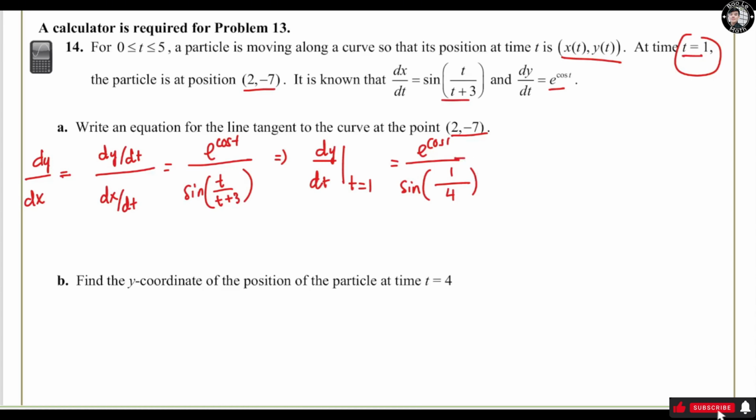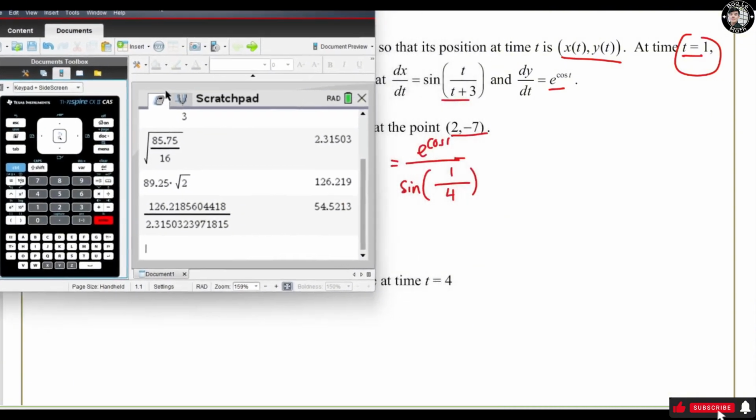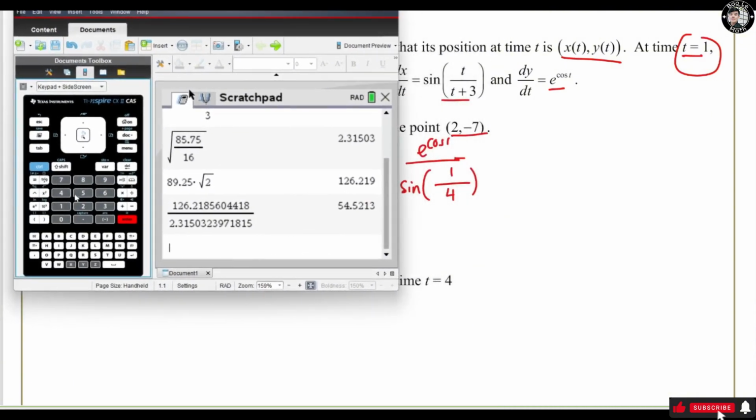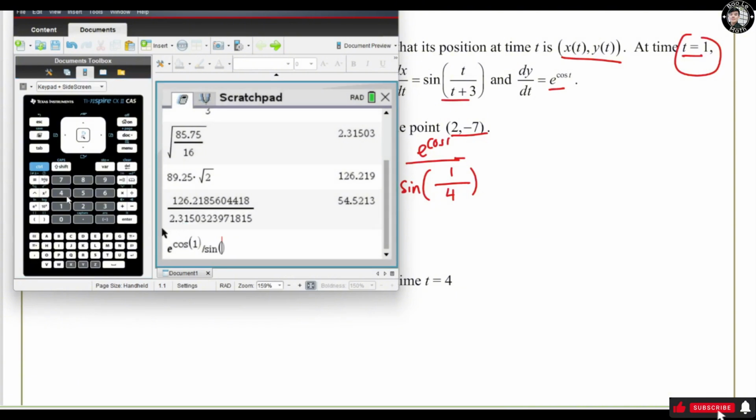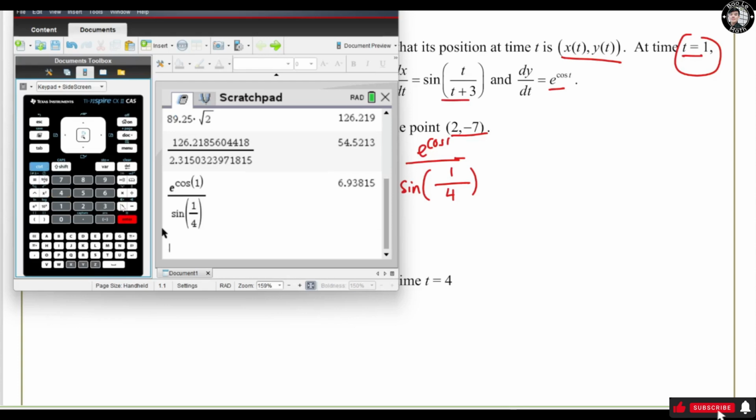Now we're going to pull up the calculator. So make sure your calculator is in radian mode, right? So you have e to the cosine of 1 divided by sine of 1 over 4. Then press Ctrl Enter. It's going to be 6.938.